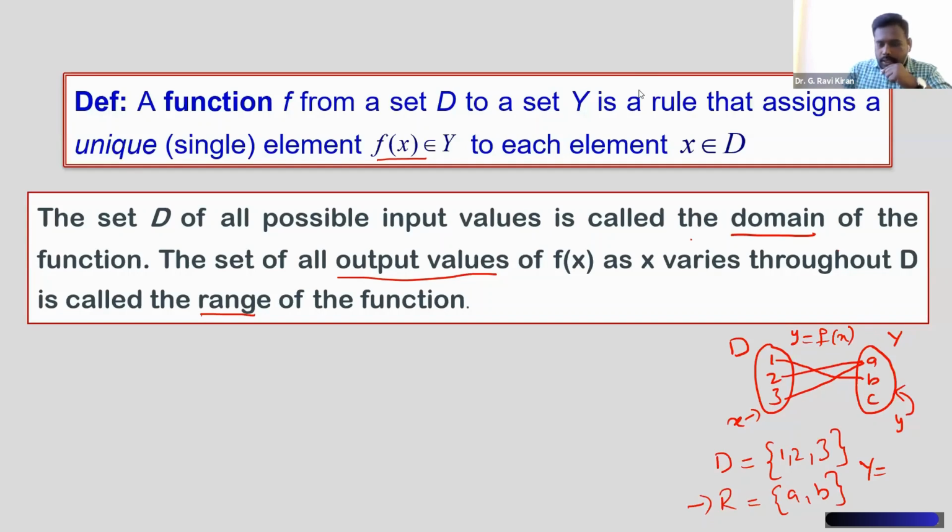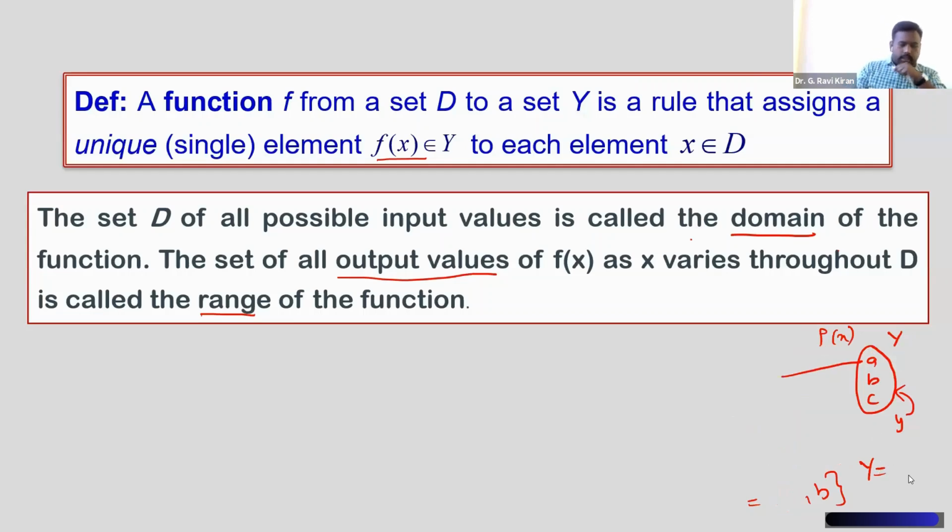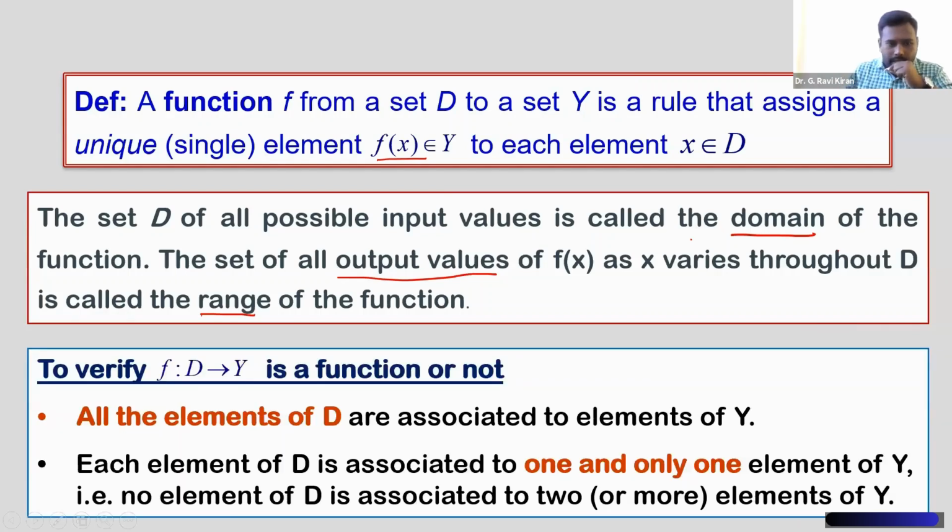Then see, now how can we recognize a function? That's a question, right? How to identify whether a relation is a function or not? There are several ways, but let me just look at this. If you are given some relation from D to Y, how to identify whether it is a function or not mathematically? Right, see, exactly there are two conditions.